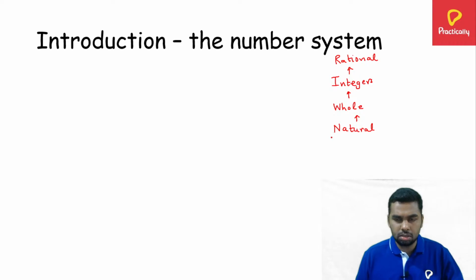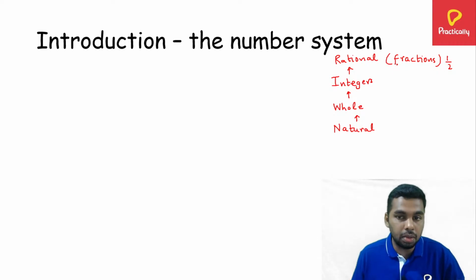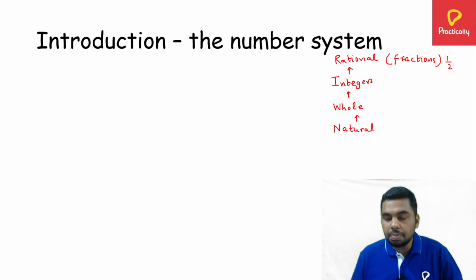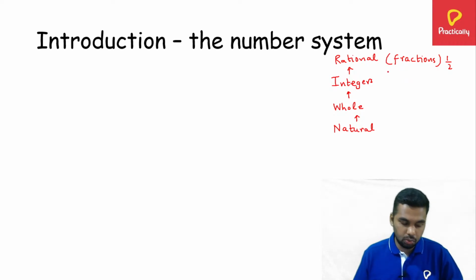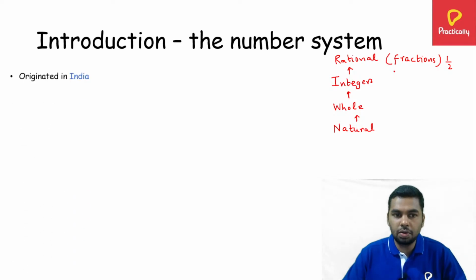So in this set of sessions that we'll see, we'll only go up to rational numbers. Rational numbers are also known as fractions. So what is an example of a fraction? 1 by 2 is a fraction, 1 by 3 is a fraction. You can even write these fractions as 0.5, 0.25, etc. So there is a decimal representation for the fractions as well. All right. So let us go into some history of the number system.